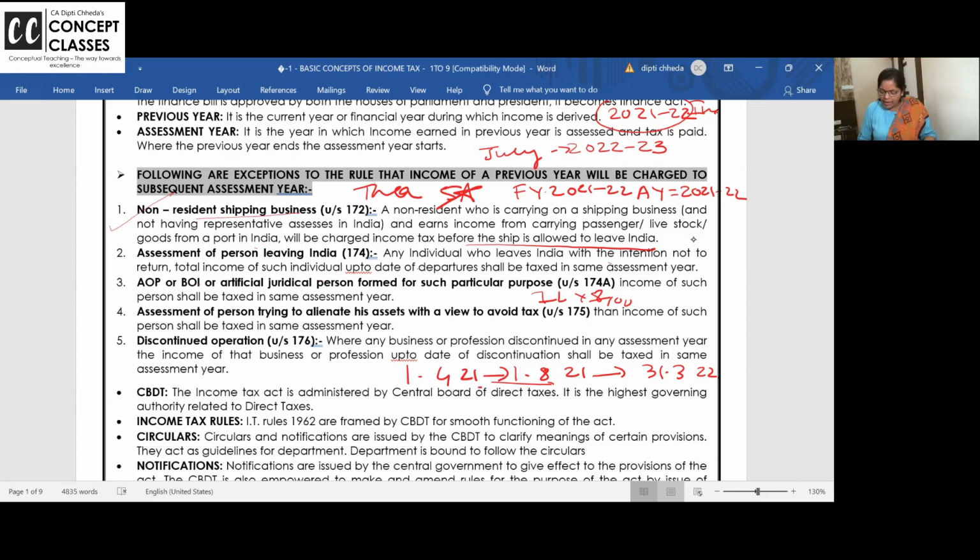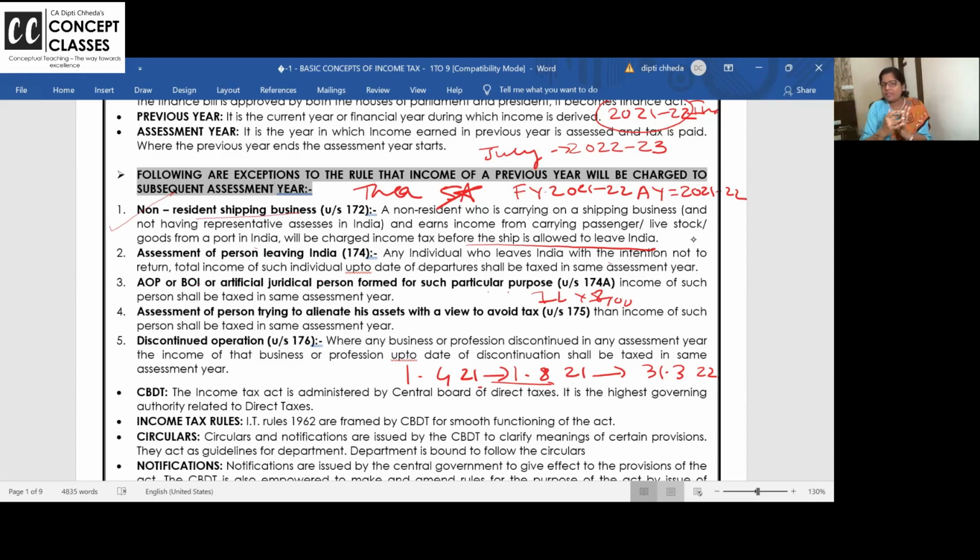AOP or BOI formed for a particular purpose. You all remember, for explaining the BOI and all, I gave you the joint ventures example. My property and your construction business. Chalo, we'll demolish the old house. We'll make a tower, we'll sell off the flats and then bye-bye. Neither Dipti ma'am nor the student will keep anything.